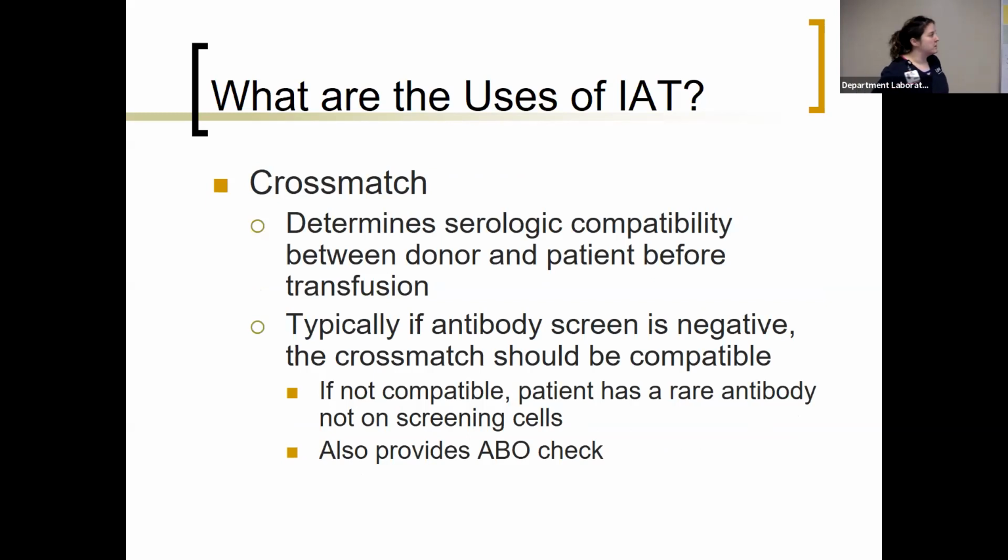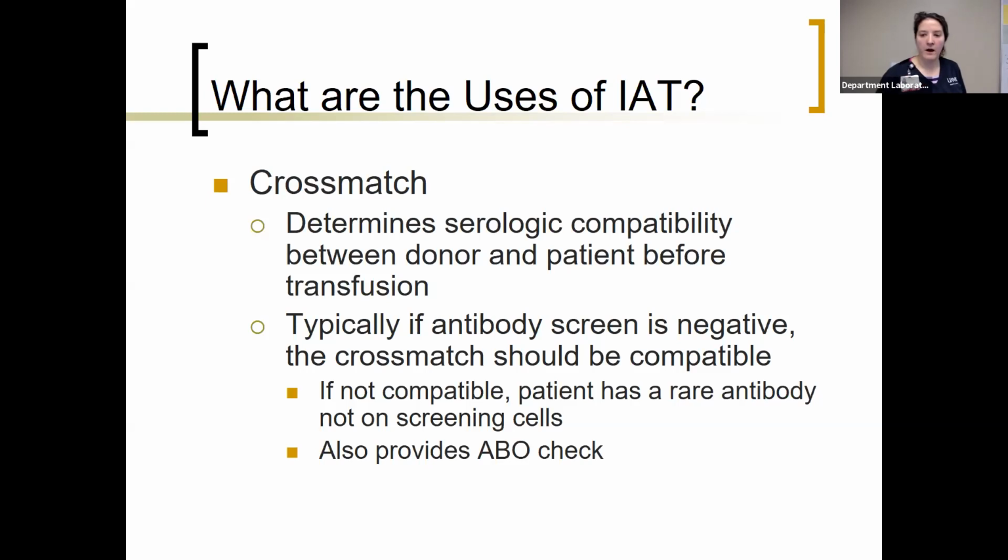Crossmatch, we will also use the crossmatch. And what the crossmatch is, we talk a lot about compatibility in blood bank. If a patient needs a transfusion, we want to make sure that it's compatible with them. And if they have an antibody, then we will phenotype your donor units to make sure that they're antigen negative for the antibody that your patient has.